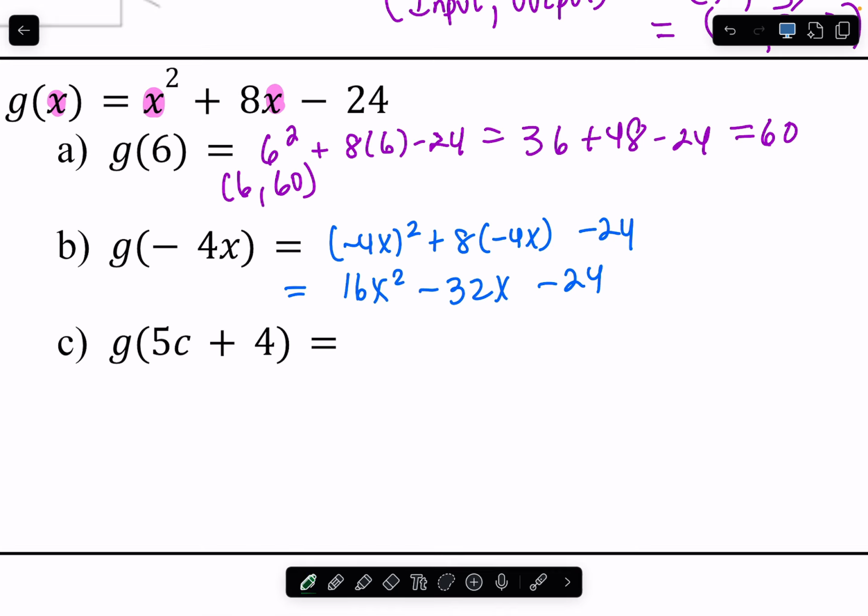Anybody have any questions about A or B? Good? Does that make sense? Okay. Now, C becomes the most difficult because of the fact that we've got two terms. So it's not difficult when you first input it. It's just making sure that you follow the rules of algebra as you simplify it. So it is still your input squared plus 8 times your input minus 24. So you'll notice we are still inputting in the same exact way that we had done before.